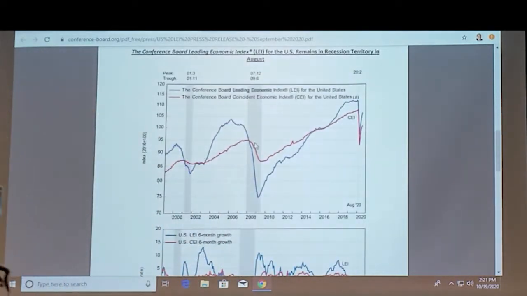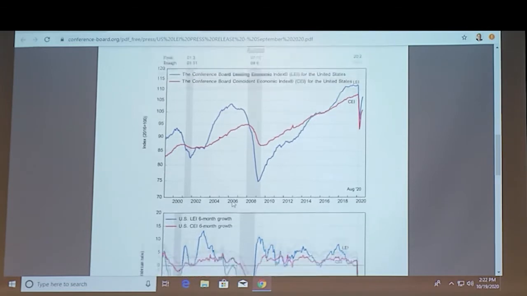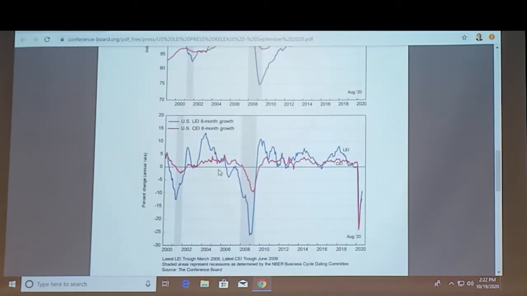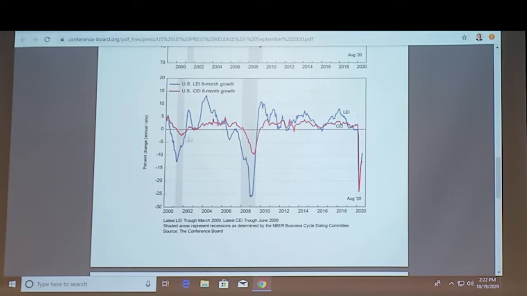The red line is the coincident economic index. This is showing that, well, a recession has happened. And notice that the blue line and the red line cross at the beginning of the gray bar. So this is coincident with the recession. Okay, and here's a simple indicator of economic growth over time.